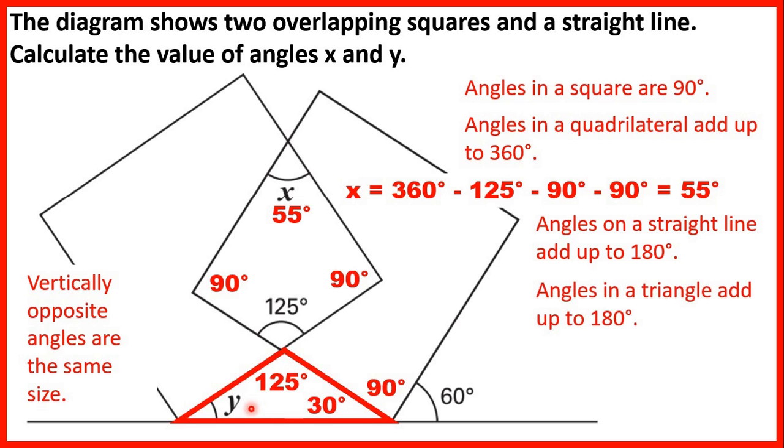So we just need to remember that angles in a triangle add up to 180. So if we know two of the angles, if we know that this is 125 and this 30 degrees, we can subtract the total. So subtract 155 from 180, and that gives us 25 degrees for angle Y.